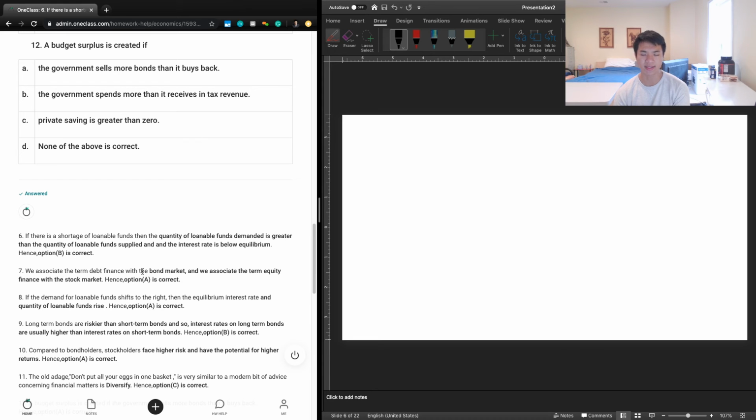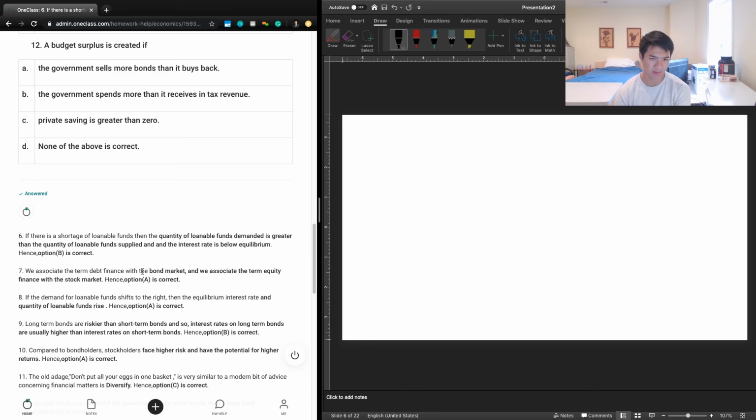But a budget surplus is not dependent on just the revenue side. It is the relationship between revenue and expenditures. And so simply having a greater revenue does not ensure that a budget surplus is created. The only way to ensure a budget surplus is created is if that high revenue is not offset by substantially high spending. So for example, if the government sells more bonds than it buys back, you might have high revenue, but if it spends all that money and more, then there's not going to be a budget surplus. So A is going to be kind of right, but not the best answer.